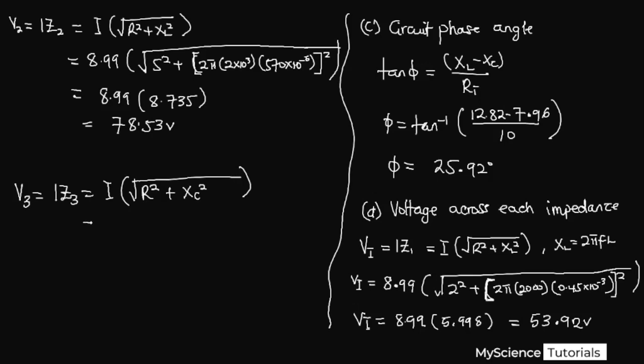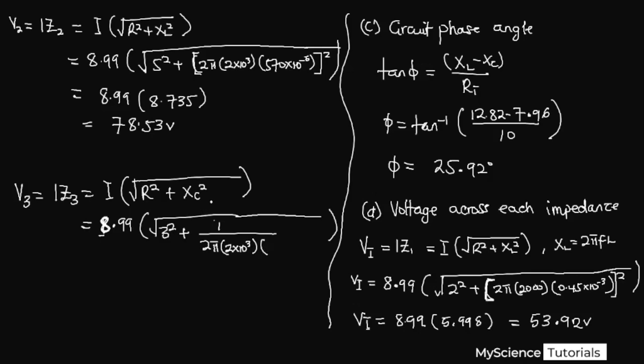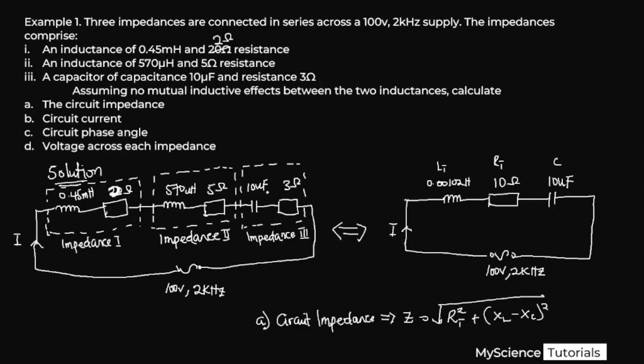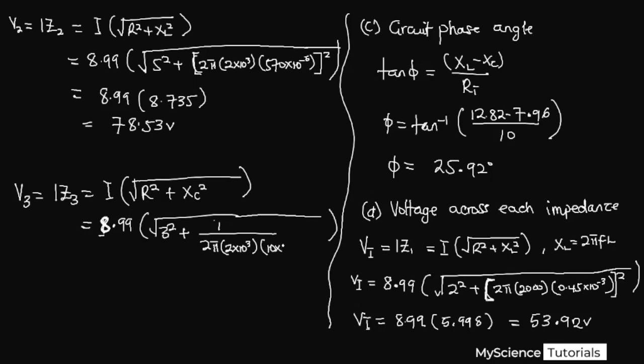Okay, this is too long, so we'll have our I, which is 8.99. Let me just write it straight: 8.99, then into bracket the root of 3 squared, which is our resistance, plus over here our XC, just the XC, is 1 over 2 pi f, which is the frequency, 2 times 10 raised to the power 3. Then our capacitance of the capacitor, which is 10 microfarad, so we have 10 times 10 raised to the power minus 6. Okay, this is under the root sign over here.